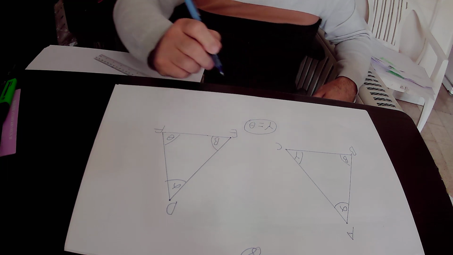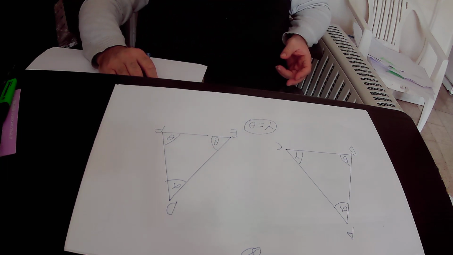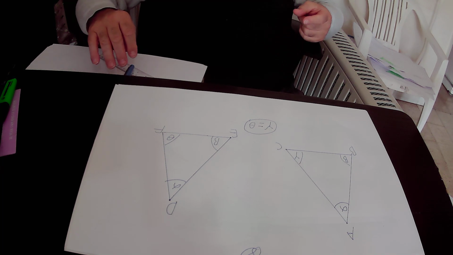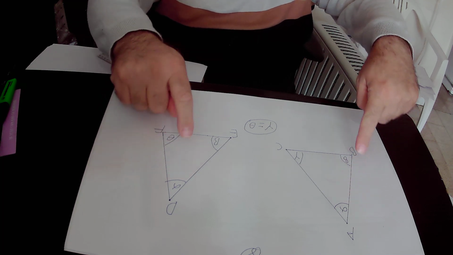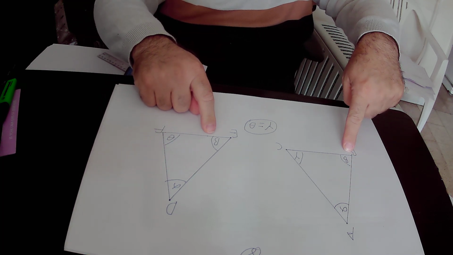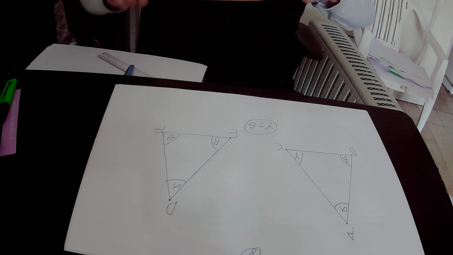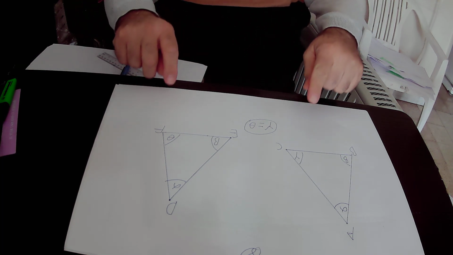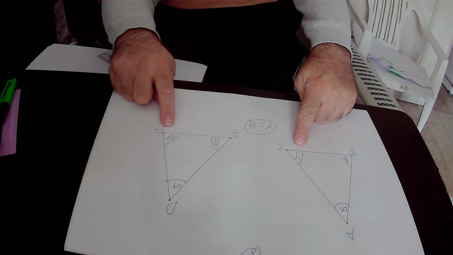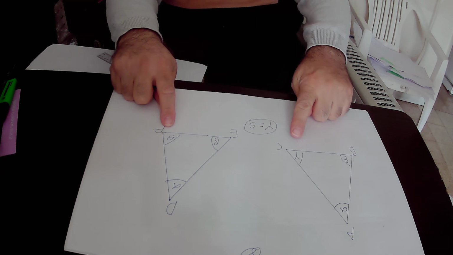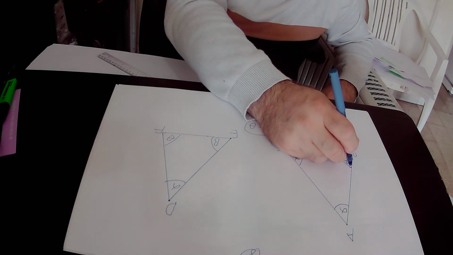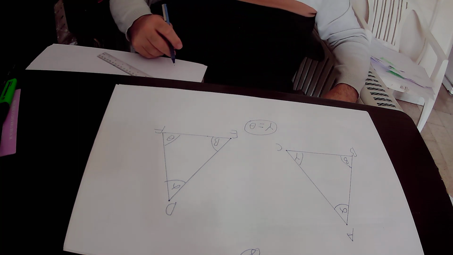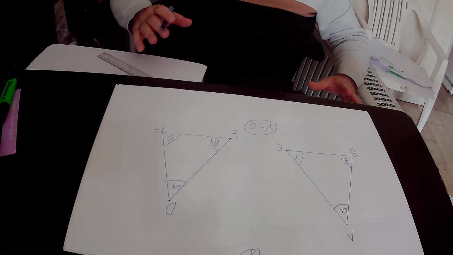Okay, I will repeat again. Whenever you have two pairs of angles that are congruent to each other, here angle alpha is congruent to angle alpha and angle beta is congruent to angle beta, then the third pair of angles must also be congruent. That is to say, angle gamma must be congruent to angle theta, or angle gamma must equal angle theta. Okay, so we actually prove that the third angle theorem is true.